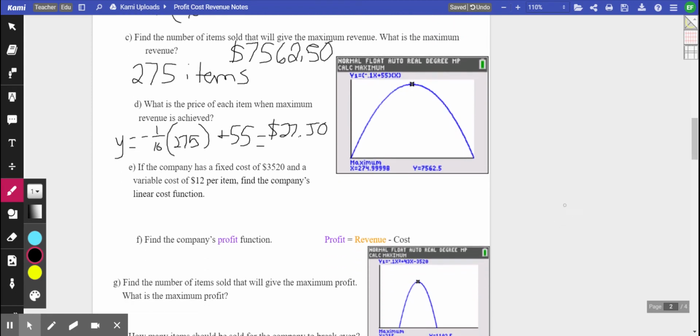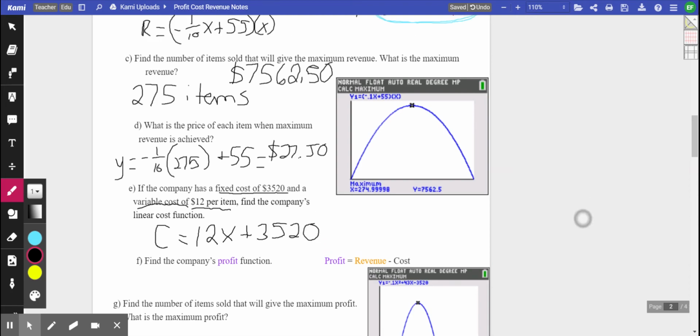So again, let's go a step further. If the company finds a fixed cost of $3,520 and a variable cost of $12 per item, we have to find the company's linear cost function. So I'm going to call cost C. We're told that we have a variable cost of $12 and a fixed cost of $3,520. We know this cost function is going to be linear. So think about, again, your slope-intercept form, y equals mx plus b. M is your variable cost, and your fixed cost is your b.